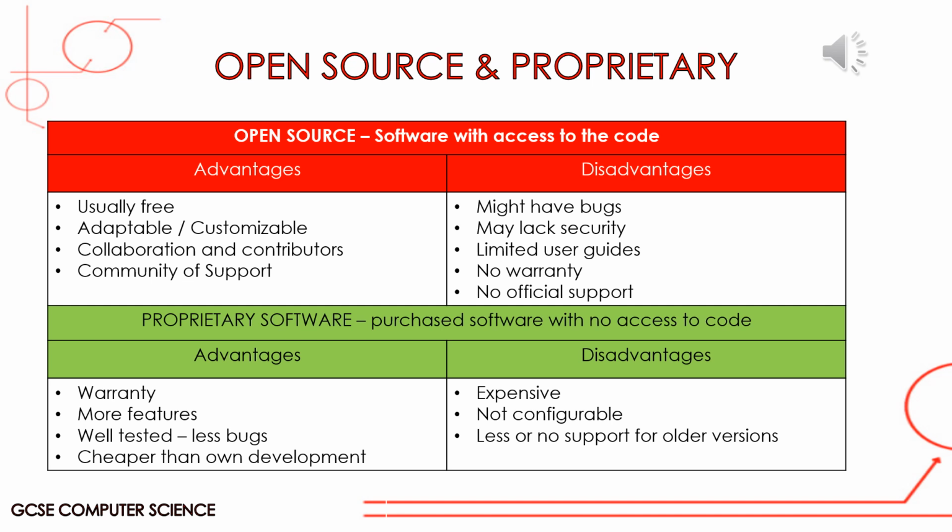Proprietary software is when you purchase the software, which means you don't have any access to the code at all. Now this has obvious benefits: it's usually well tested, you get a warranty with it, it's cheaper than making it yourself, and it usually has extra features. The disadvantages are that it's obviously expensive, you've got to pay for it, you can't configure it or change it, and there's usually less support for any older versions.